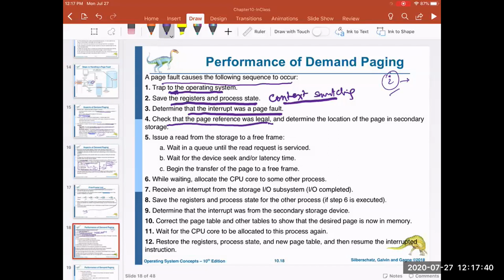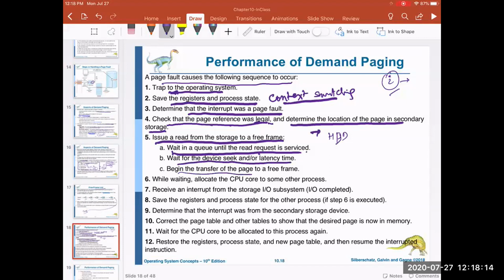So it will check whether the page reference was legal and then determine the location of the page in secondary storage. Once this is done, it will issue a read from the storage to a free frame. So it will wait in the queue until the read request is serviced. So now we are here at hard disk HDD. Wait in the queue until the read request is serviced. Wait for the device seek and latency time. Begin the transfer of page to the free frame. So identify the free frame, take out information from the secondary storage, put onto the free frame.